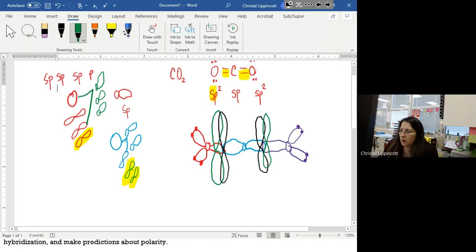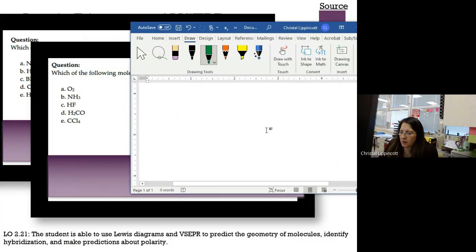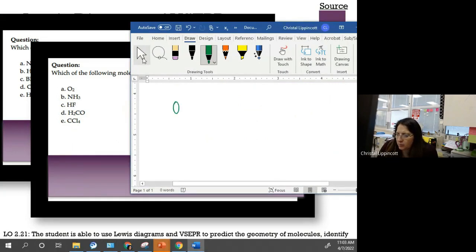CCl4. Okay. So let's look at this guy and see what is the case there. It ends up looking like this. Is this symmetrical? Yes. This is non-polar. Okay, and it's a non-polar bond as well, because your electronegativity is 3.5 minus 3.5, which is 0. So this is actually a non-polar bond and a non-polar molecule.